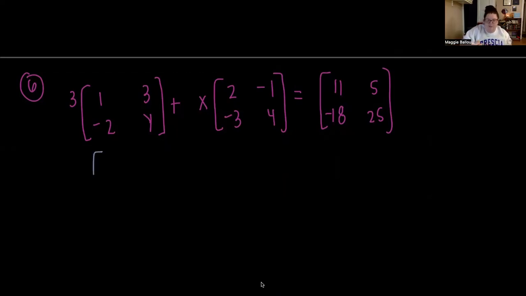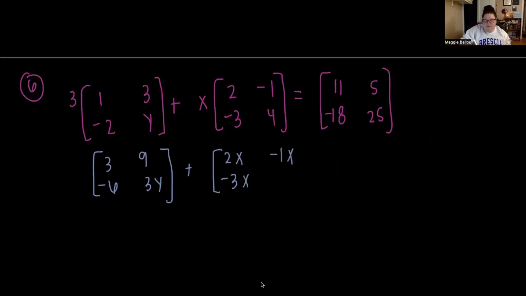So the first thing I'm going to do is scale. Again, just multiply all 4 numbers by that value, that scalar, and keep them in their designated spots. So 3 times 1, my new top left is 3. 3 times 3, new top right is 9, and so on and so forth. With a variable, 3 times y is just 3y, so keep it in its spot. Plus 2x, negative 3x, negative 1x, 4x. Again, all I did was multiply out that scalar. 11, negative 18, 5, 25.